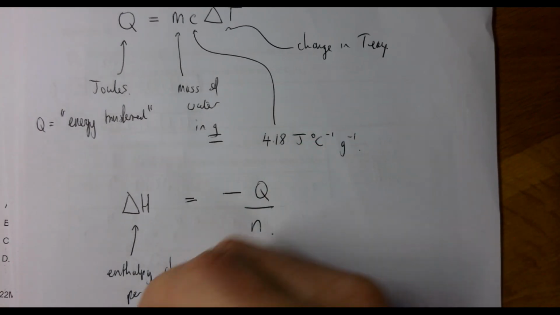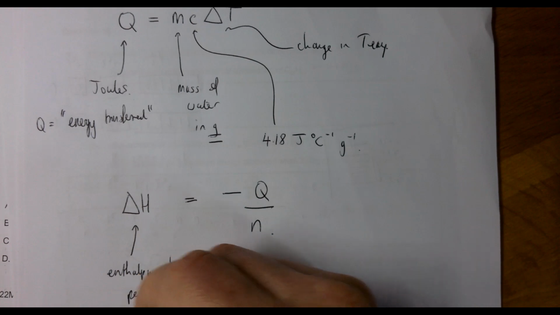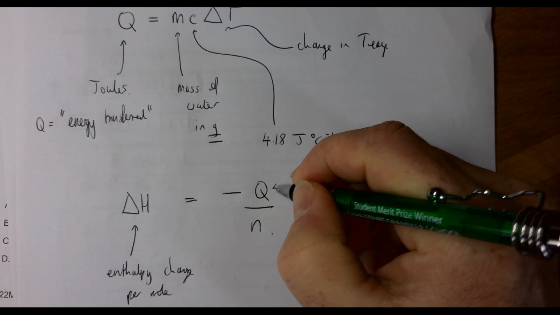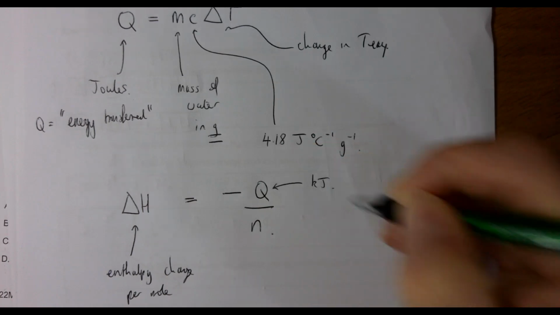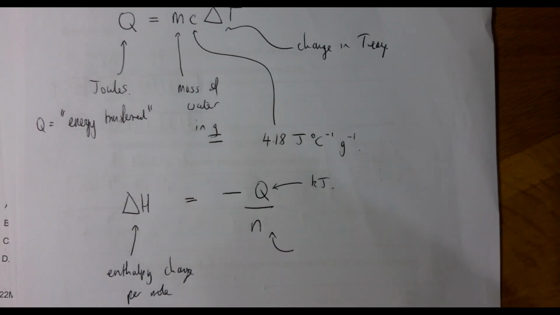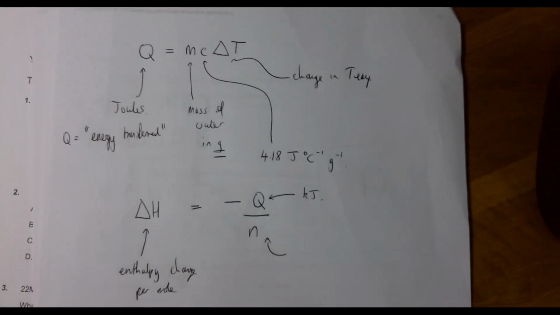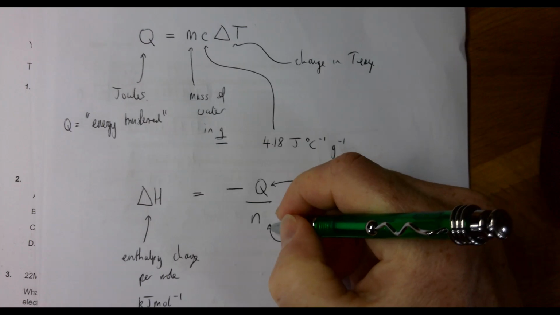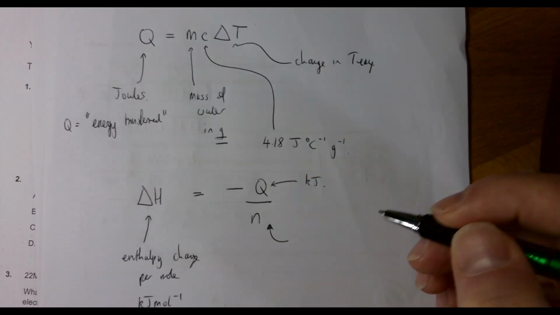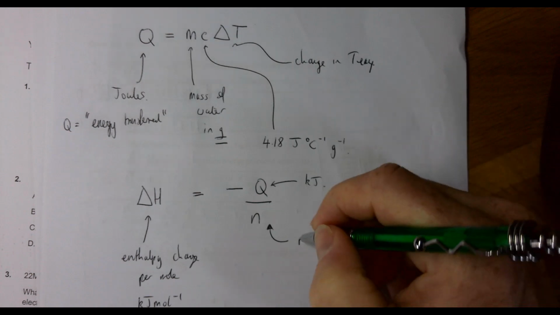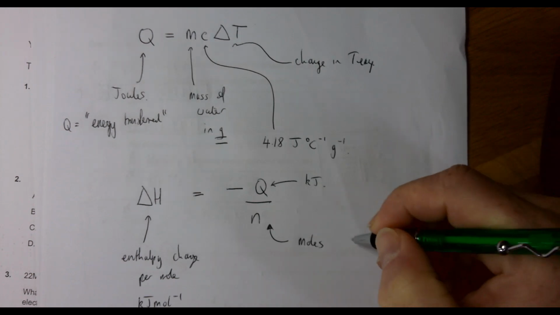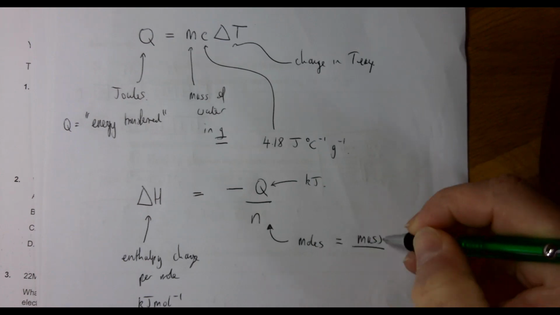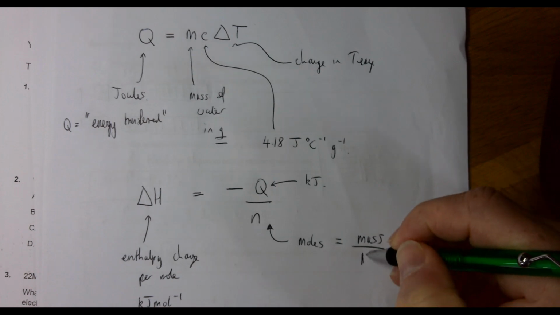Enthalpy change per mole is given in kilojoules per mole, so we need to have converted the Q to kilojoules, and n is the number of moles of the reactant we're interested in. Let's say it's burning of methanol, for example, or whatever it might be. It's the number of moles of the limiting reactant in the reaction you're studying. And you usually have to work that out by dividing the mass of that reactant, which might be a gram or something, by the formula mass.